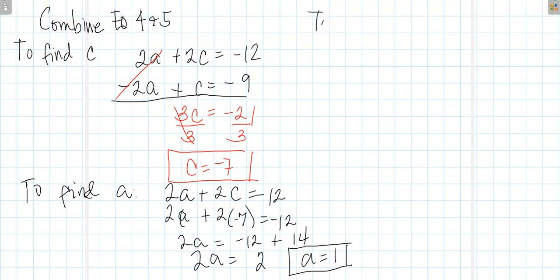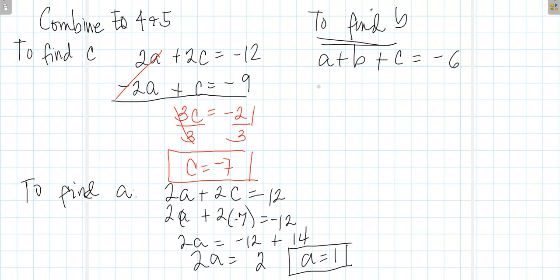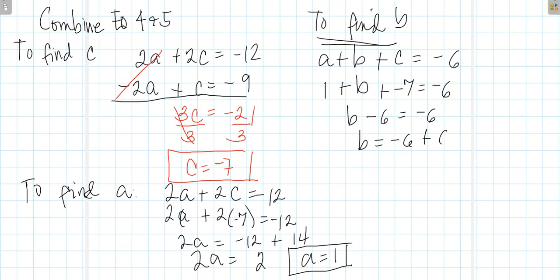Then, to find b, you can use any equation. To find b, we have a + b + c = -6. So a is equal to 1, plus b, plus c is equal to -7, equals -6. So 1 plus -7 is -6, plus b is equal to -6. b is equal to -6 plus 6. b is equal to 0.